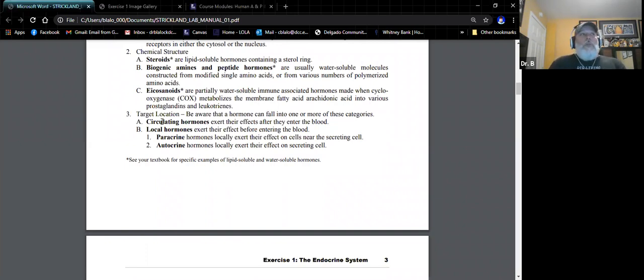And the local hormones are two different types. We have paracrine and we have autocrine. Paracrine hormones are going to exert their effects near the secreting cell, whereas auto means self. So an autocrine hormone is going to exert its effects on the secreting cell.